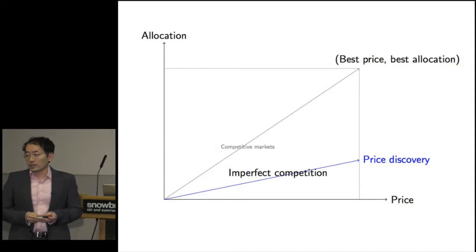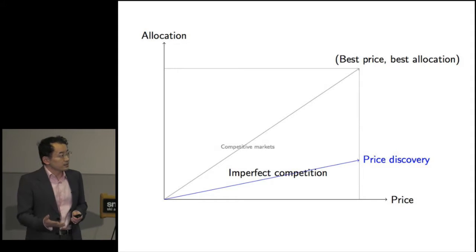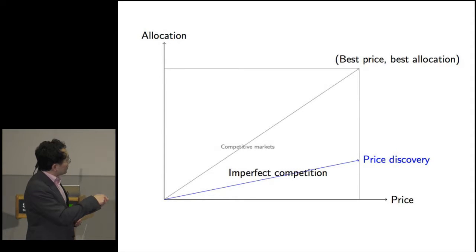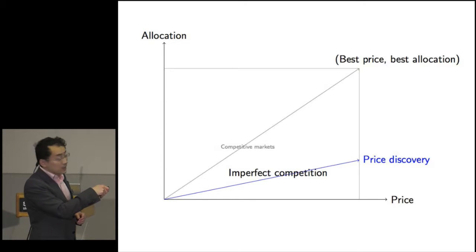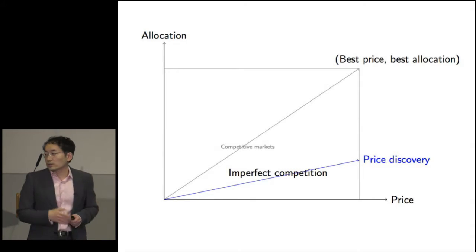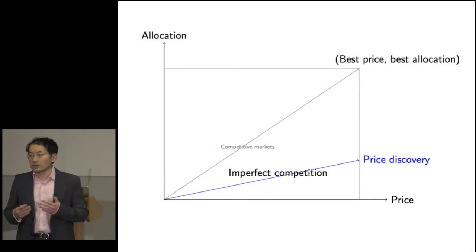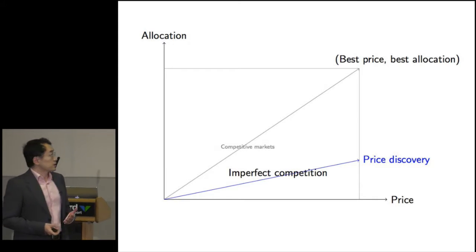Now, in an actual market, because people are sensitive to price impact and there is not perfect competition, what's going to happen is that we are not going to achieve the best allocation. Typically, we cannot go there. But in many situations, we could still achieve the best price. So in other words, price is not sacrificed, but allocation is sacrificed if there are frictions like this.